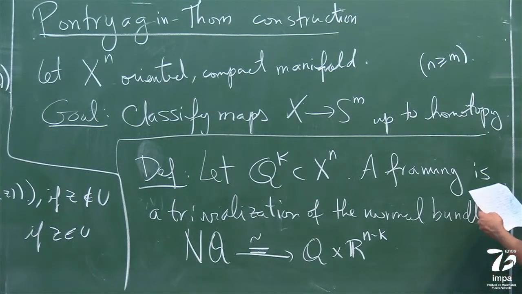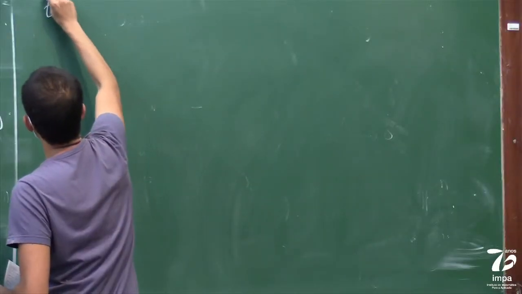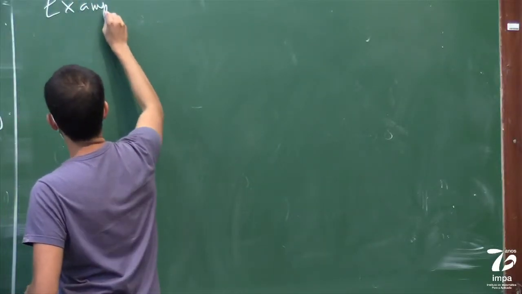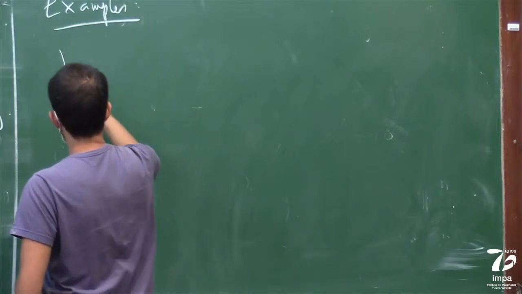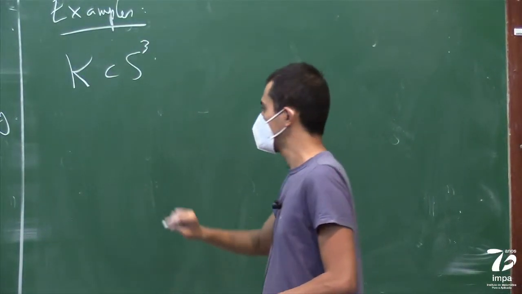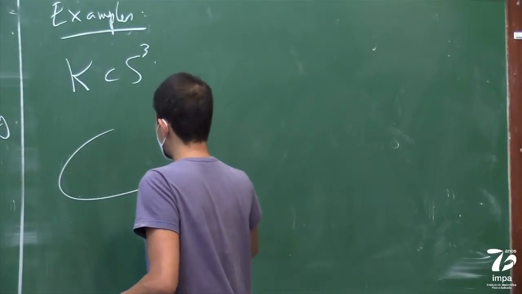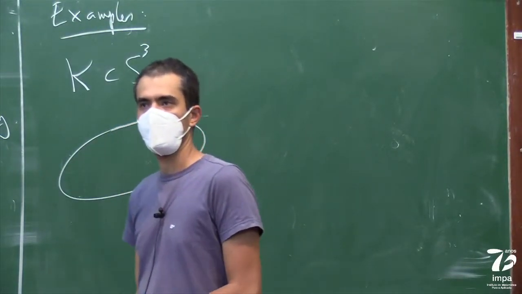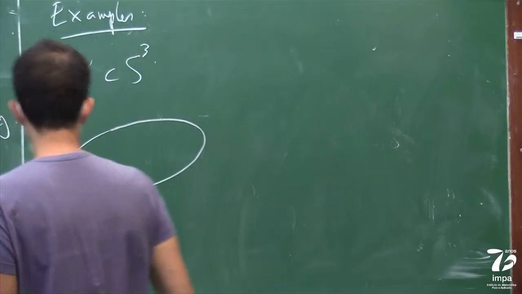Okay, so let's give some examples. I think this is maybe a slightly abstract notion. We can start with a knot. So, examples. Say you have a knot in R^3. Let's start with the easiest knot, which is the unknot. And what is a framing?